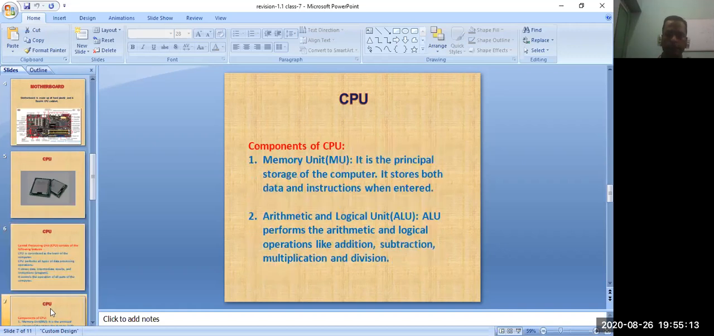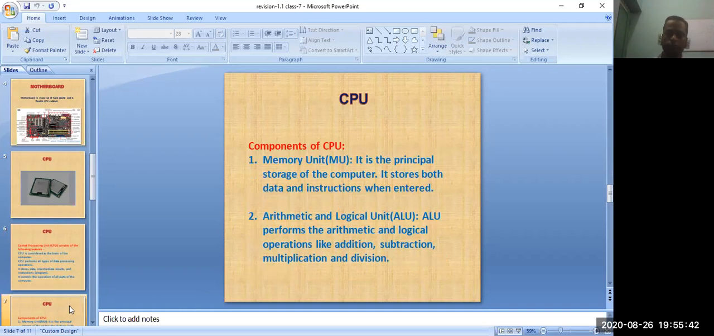Next, you can see the various components. The CPU has three components. First one is the memory unit. It is the principal storage of the computer. It stores both data and instructions when entered. Next one is the arithmetic and logical unit, ALU. ALU performs arithmetic and logical operations like addition, subtraction, multiplication, and division.